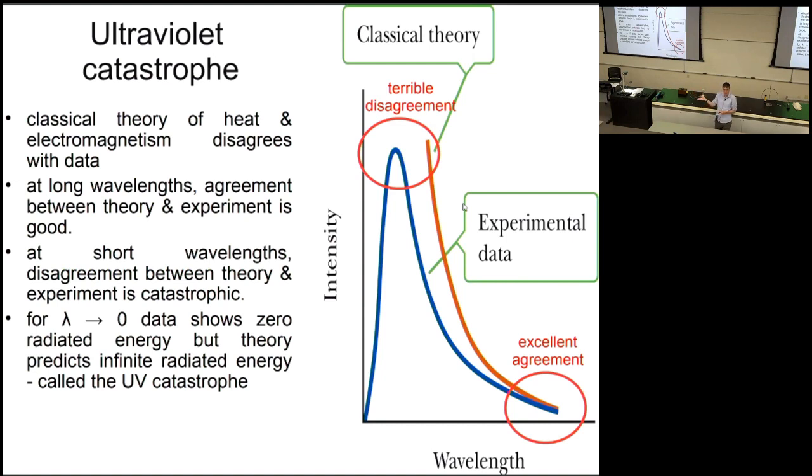What does the experiment tell you? The experiment tells you that you get no radiation at the shortest wavelengths. So could you be more wrong with your theory about your experimental data? I don't think you could be more wrong if you predict that there's an infinite amount of radiation emitted at short wavelengths and you observe that there's zero radiation emitted at short wavelengths. So that's why we hype it up as the ultraviolet catastrophe.